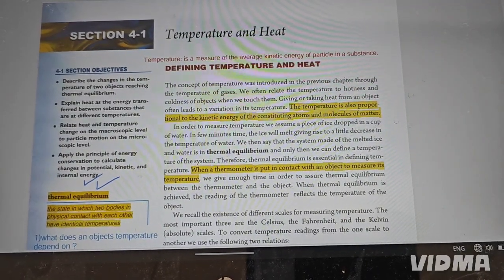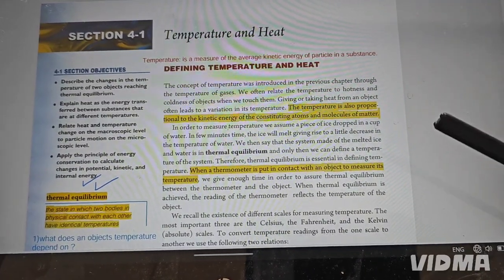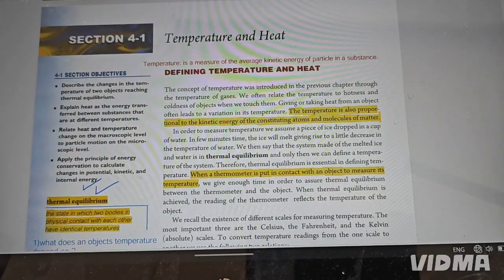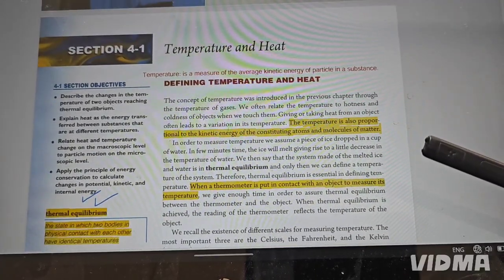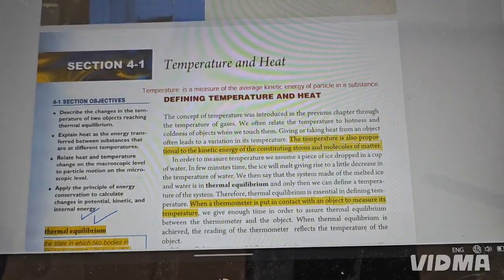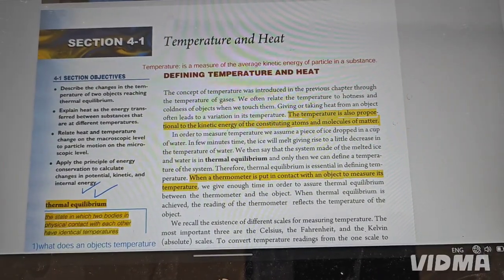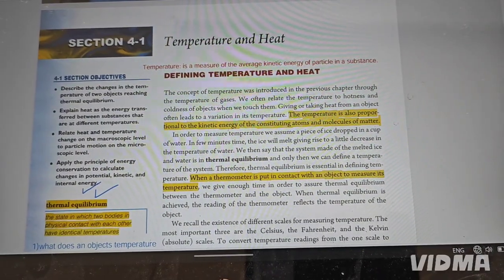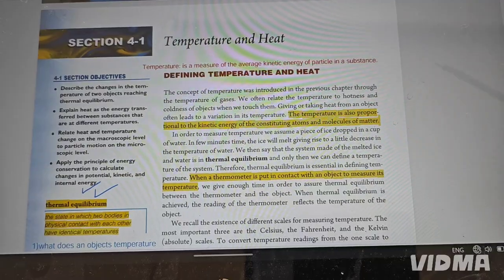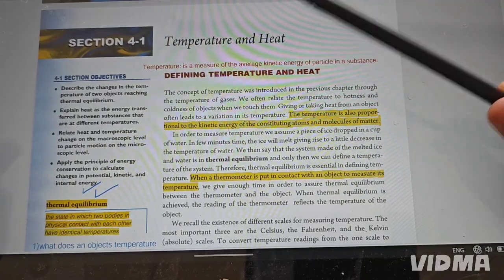Hello, dear students. We are back again, and we reach chapter 4, section 1. We have finished chapter 3, and now we reach chapter 4, section 1, which is the topic. It's about the temperature and heat.